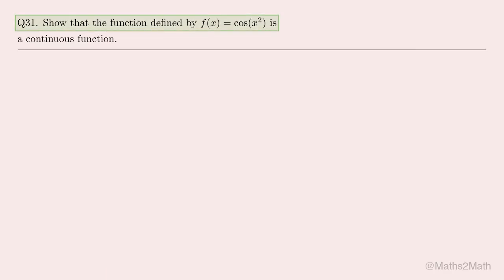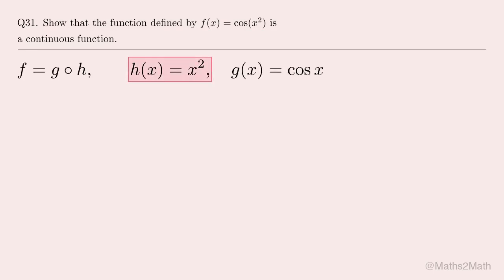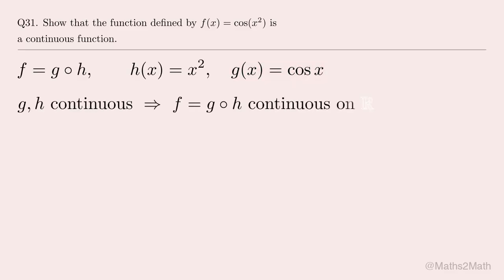Question 31. Cosine applied to x squared, a composition of two functions. A composition of continuous functions is continuous, so we name the two layers. Write f as g composed with h, where h is the polynomial x squared and g is cosine, both continuous on R. The composition of continuous functions is continuous, so f is continuous at every real number.